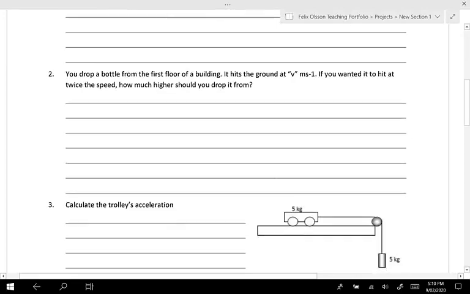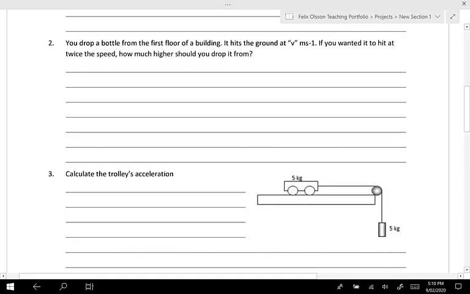Question two, you drop a bottle from the first floor of a building and it hits the ground at V. If you wanted it to hit at twice the speed, how much higher should you drop it from? Well, the key to this one is recognizing that this is the kinematic equations. We want to relate V to D, and so we would use Vf squared is equal to Vi squared plus 2AD, and we know that Vi, if we're dropping it, is 0.